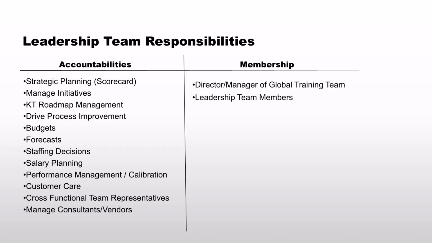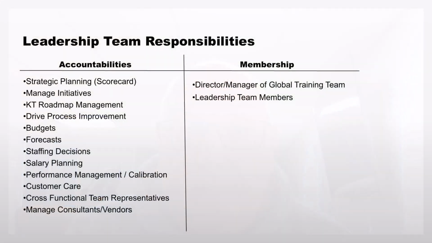So, what's important and setting those priorities for your team. And then that knowledge transfer roadmap and management. You'll drive process improvement. You'll be responsible for the budgets and then also the forecast of budgets, how you're spending that money. You'll have staffing decision responsibility. You'll have salary planning, performance management, customer care, cross-functional team representatives.